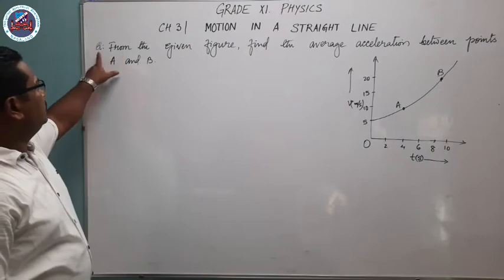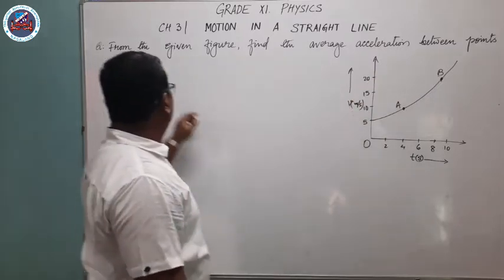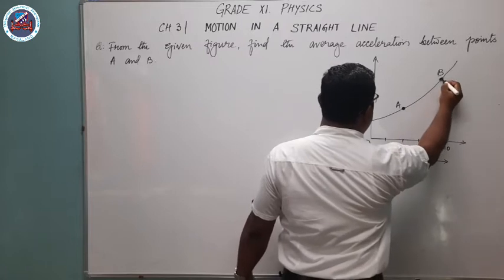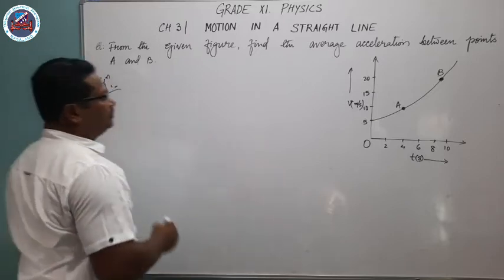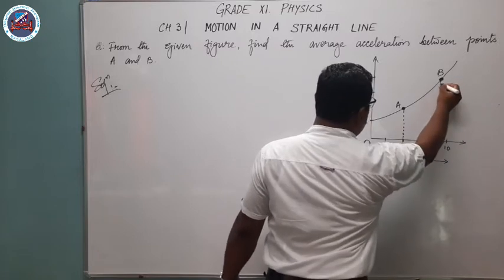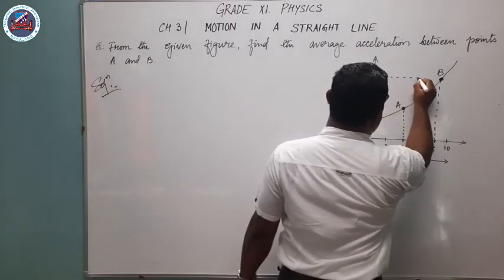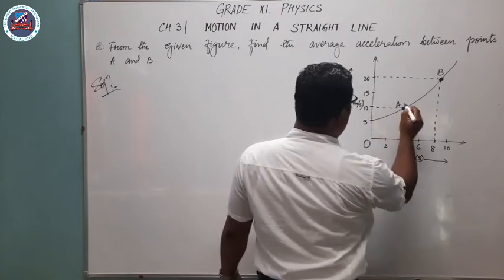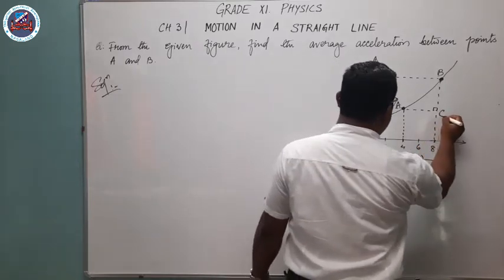Suppose this is the question from the given figure. Here is your given figure. Find the average acceleration between points A and B. Between these 2 points A and B, you have to find out the average acceleration. Then what you'll have to do, when you do the solution, is from A drop down the perpendicular line towards the x-axis, that is your time axis. From B also you drop down the perpendicular line like this. Take one scale and pencil, and you can drop them like this. This one you can extend this way. You mark this as C.